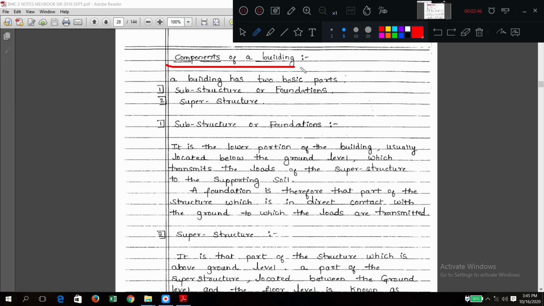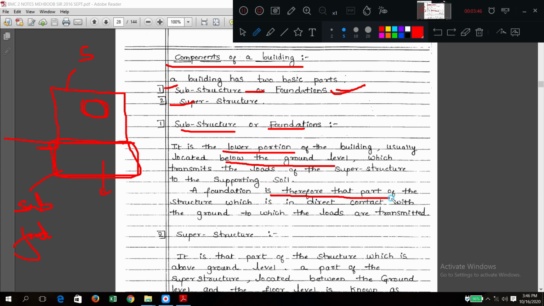Next, when we discuss the components of a building, we have two basic parts: substructure and superstructure. Substructure is also called foundation. It is the lowest portion. If you consider this as the ground level, and this is a building, above the ground level is the superstructure. Below the ground level is generally called the substructure, also called the foundation. It transmits the load from the superstructure to the soil. So the total load is transferred to the soil through this foundation.